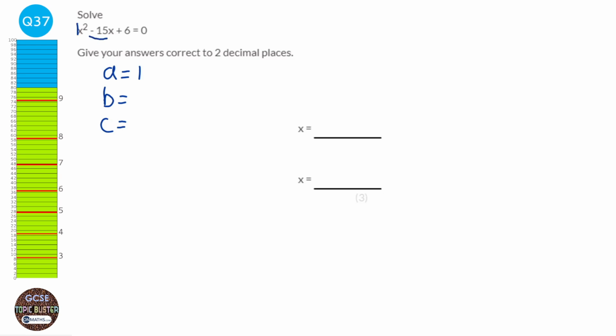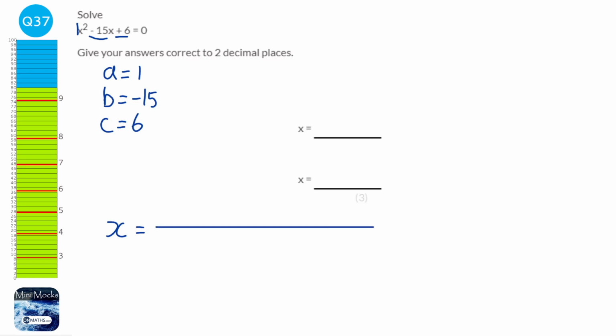b is the coefficient of the x, which would be minus 15, and c is the number left over at the end. We're going to write down the quadratic formula, but instead of a, b and c, we're going to feed in the values that we've got. So it's minus b, always put them into brackets, plus minus square root of b squared.